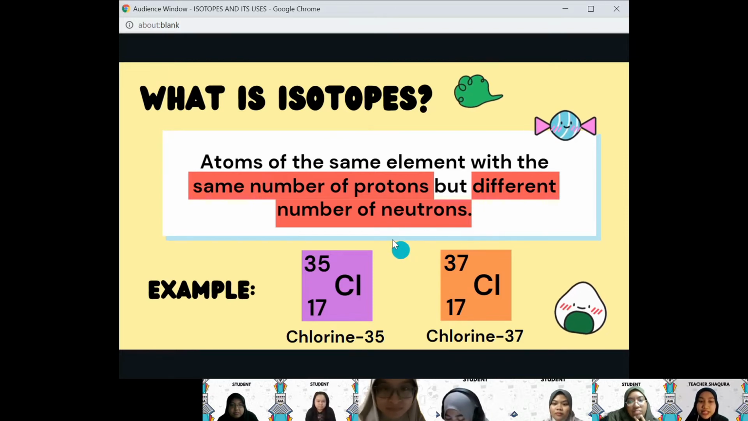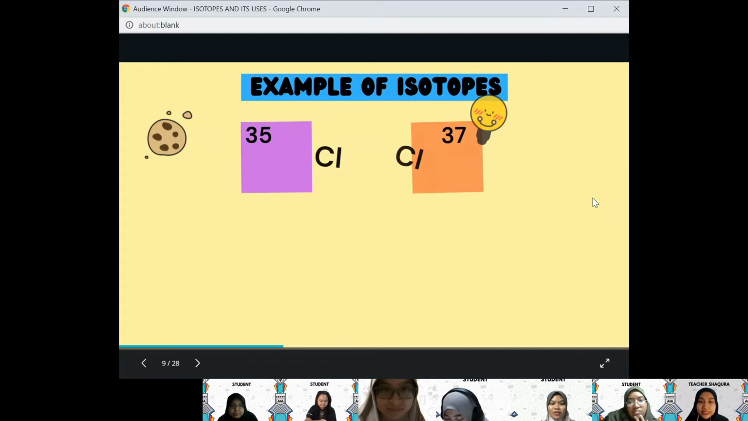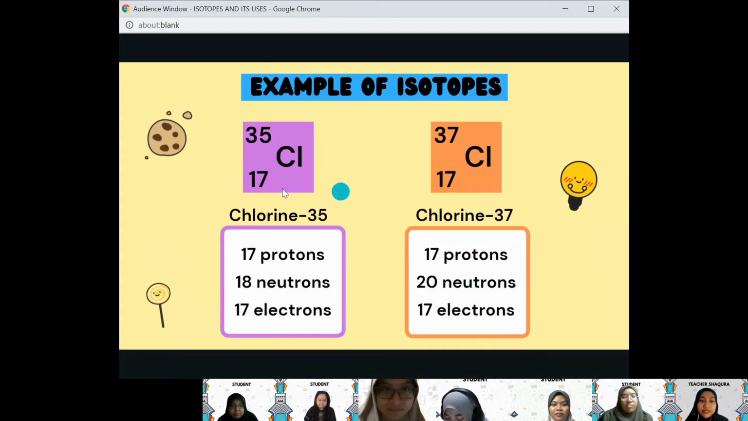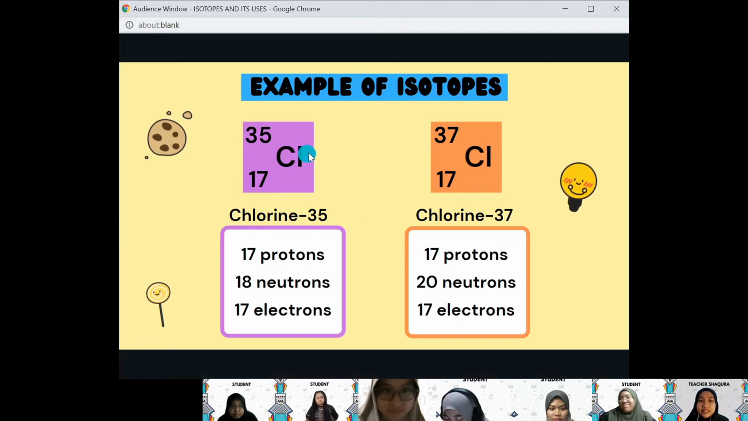For example, we have chlorine 35 and chlorine 37. Now we look more deeper into the example. For chlorine 35, it has 17 proton, 18 neutron, and 17 electron. But before that, we have learned that the alphabet here means the symbol of the element. How about the number 35 and 37? What does it refer to?